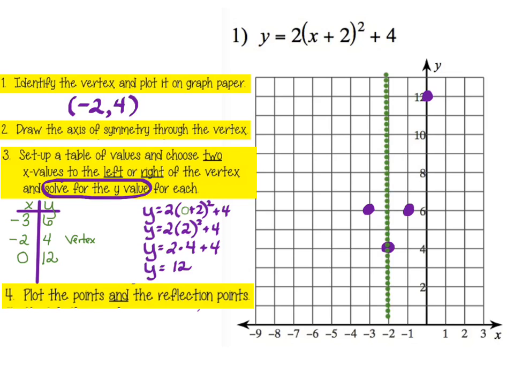So the next thing I'm going to do is plot (0, 12). And (0, 12) also has a reflection point. As you can see, we're now 2 increments away, so we're going to need to jump 2 increments to the left. And there's our point.